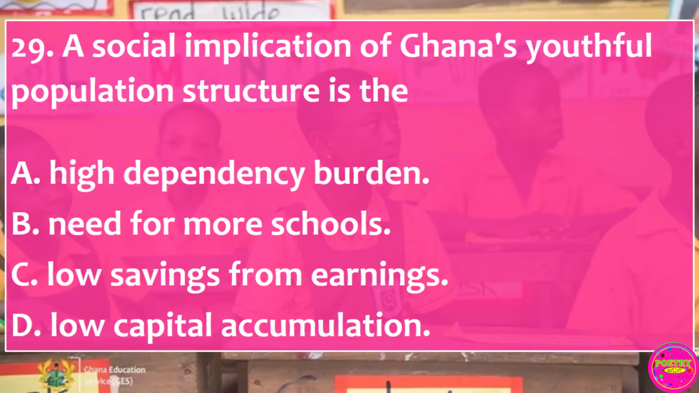Question 29. A social implication of Ghana's youthful population structure is that there is A. High dependency burden. B. Need for more schools. C. Low savings from earnings. D. Low capital accumulation. The correct answer to this question is A. High dependency burden.